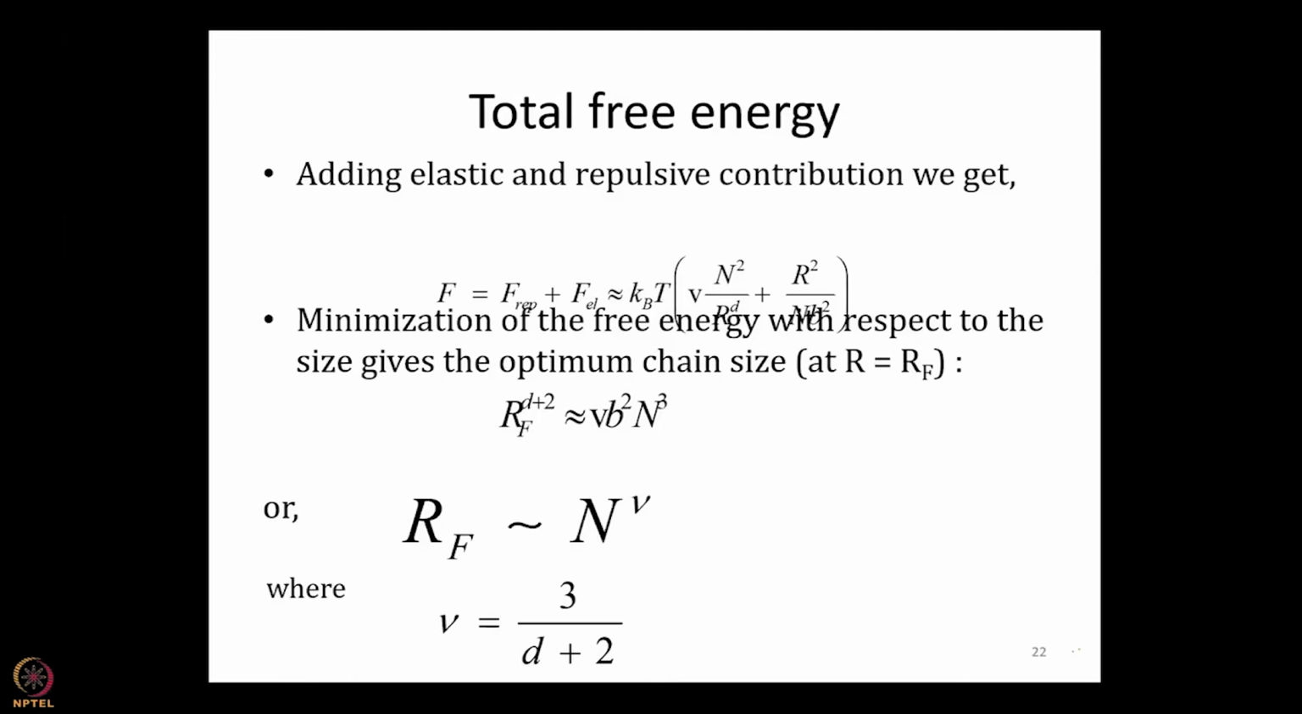But when you go to d equal to 4, another surprise and interesting result. D equal to 4, it is 3 by 6, equal to half. So in 4 dimensions, that is very important. Theoretically, not much relevance in the real world, but you get this ideal chain behavior, partly because in 4 dimensions there is so much more volume around each polymer that these repulsive interactions are not that important. That's why you get back the ideal polymer chain. But 3 dimensions and 2 dimensions are very different.